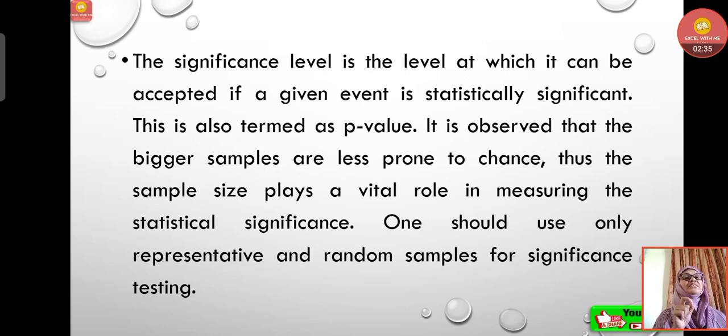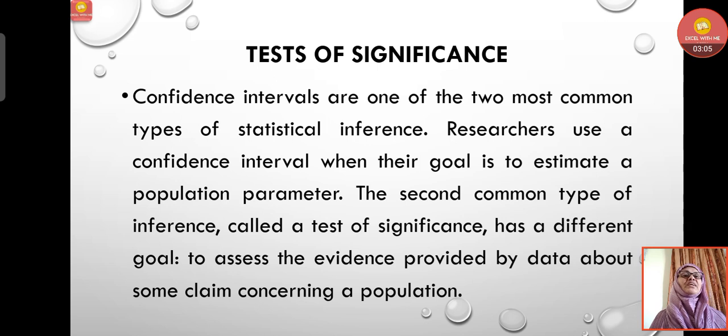Now, the significance level is the level at which it can be accepted if a given event is statistically significant. This is also termed as p-value. Very important term we have to remember for the statistics, p-value. It is probability value. It is observed that the bigger samples are less prone to chance, thus the sample size plays a vital role in measuring the statistical significance. One should use only representative and random samples for significance tests.